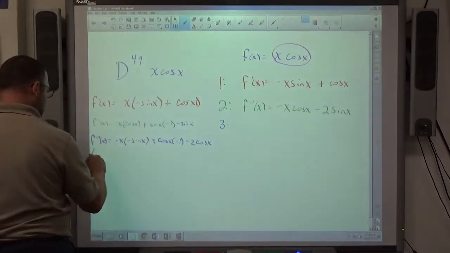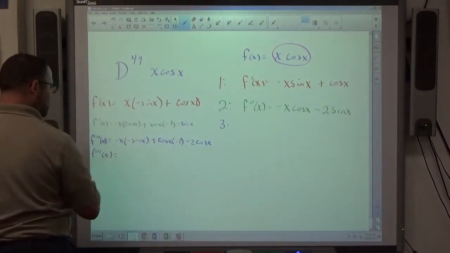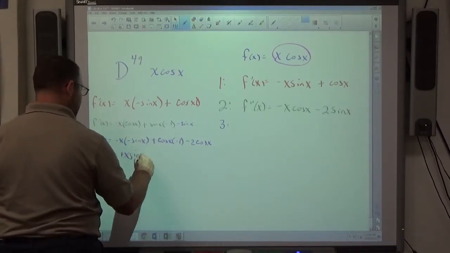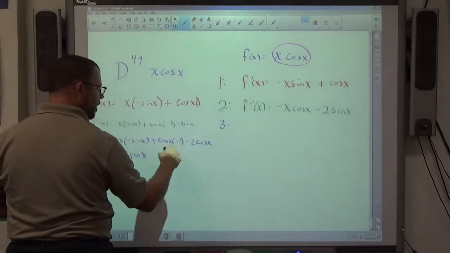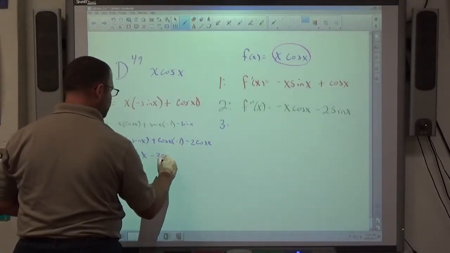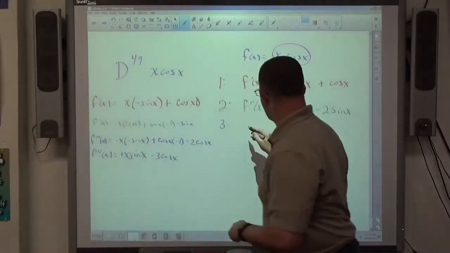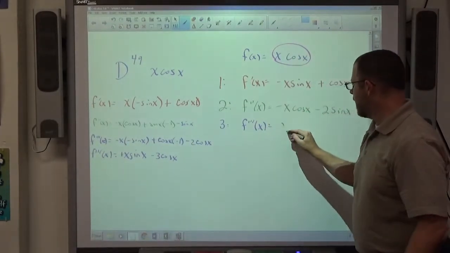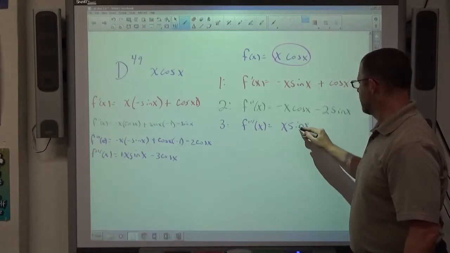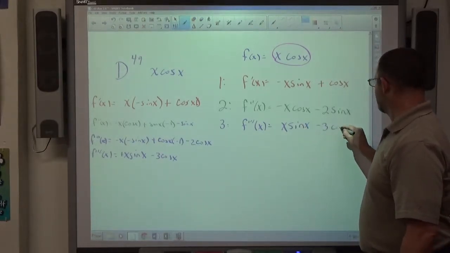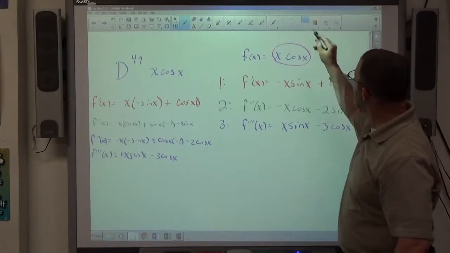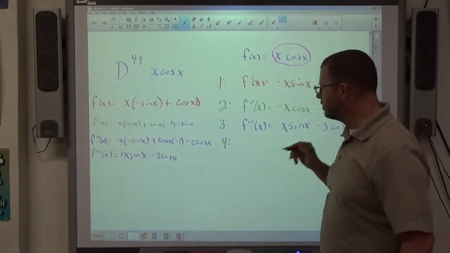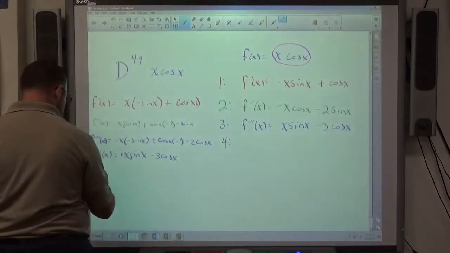So we can see here we get f triple prime of x. If I simplify it as much as I possibly can, I get a positive x sine of x, and minus cosine, minus 2 cosine, so a total of minus 3 cosine of x. So f triple prime of x, in simplest form, is x sine of x minus 3 cosine of x. Moving on to the fourth derivative. Again, I haven't hit that x cosine of x again, so I'm going on to a fourth derivative.